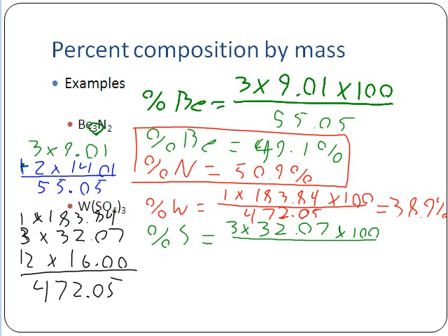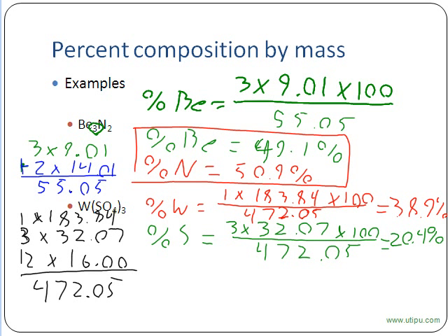Divided by the total mass, 472.05. And if we do the math on this, 3 times 32.07 times 100, and then divided by the total mass, 472.05. Doing that, we get 20.381. That'll round to 20.4. And so we have 20.4% of sulfur is what this compound is.